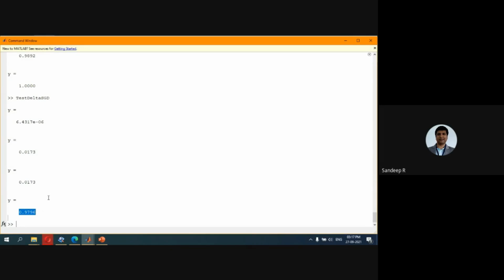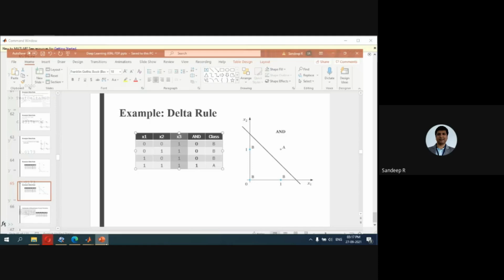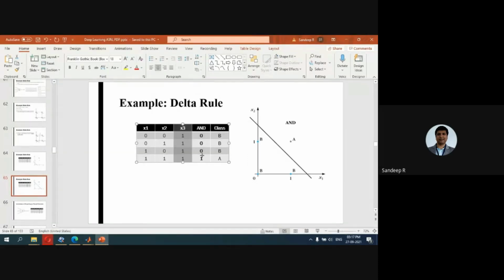These 3 are one class. This is one class. That is what we wanted, right? The first 3 data is one class, class B. The other one is class A. So we could also solve an AND problem, which was again a linearly separable problem, using the same neural network.